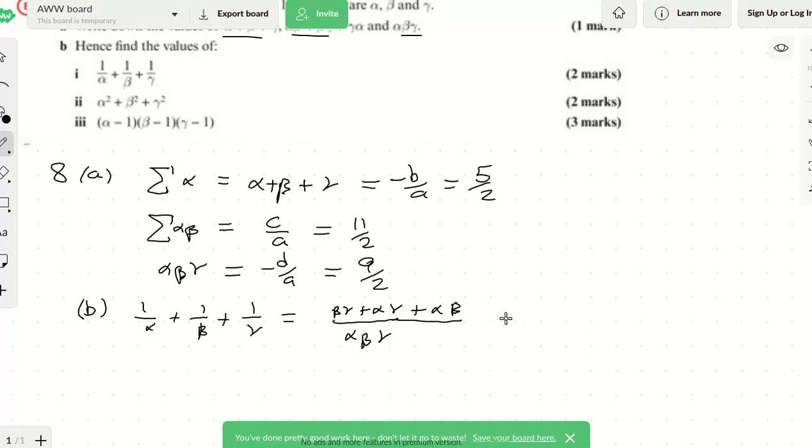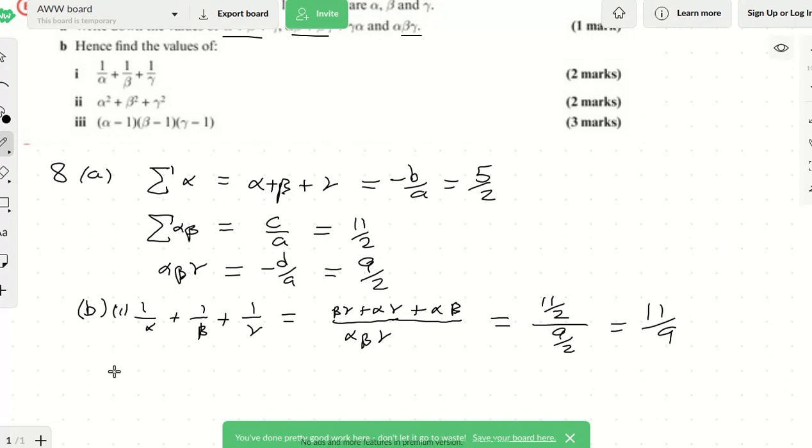Well, look at this. We've got the sum of the pairs over the product of all three. The sum of the pairs is 11 over 2. The product over 3 is 9 over 2. And so you're going to get 11 over 9. And that's it. That's all you need to do. Done. Boom. We've done the first part.